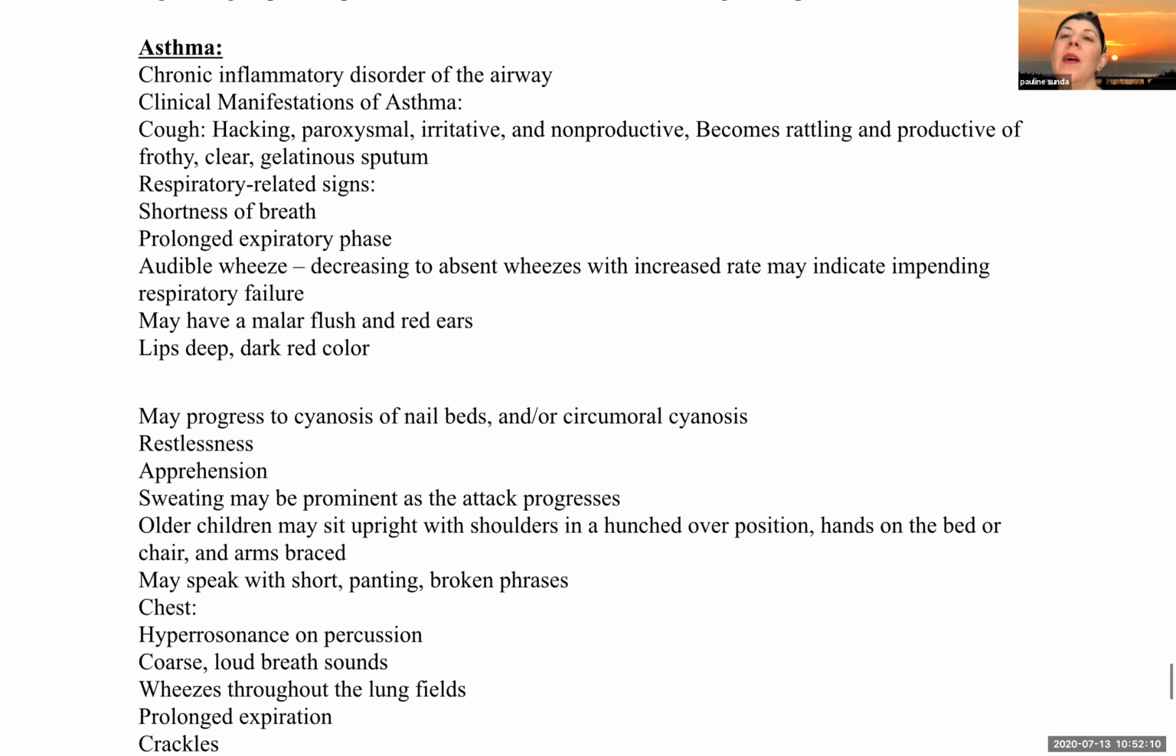Next, we will talk about asthma. This is a chronic inflammatory disorder of the airway. Clinical manifestations include coughing, hacking, paroxysmal, and it may be non-productive. It can become rattling and productive, and then you can see frothy, clear, gelatinous sputum.